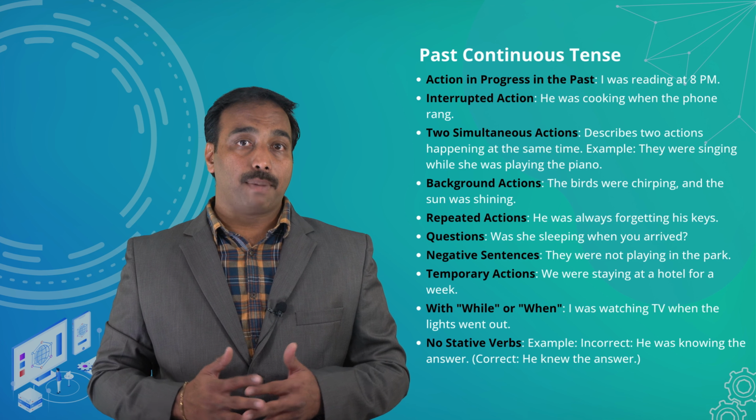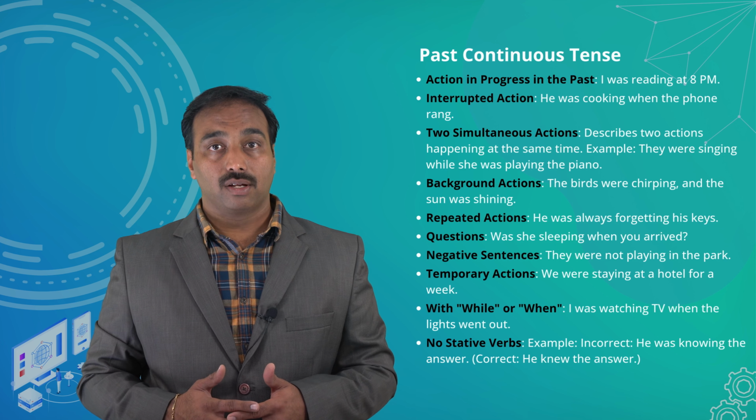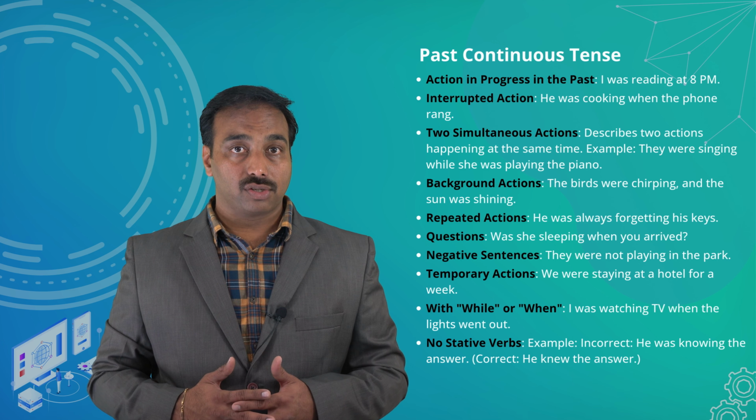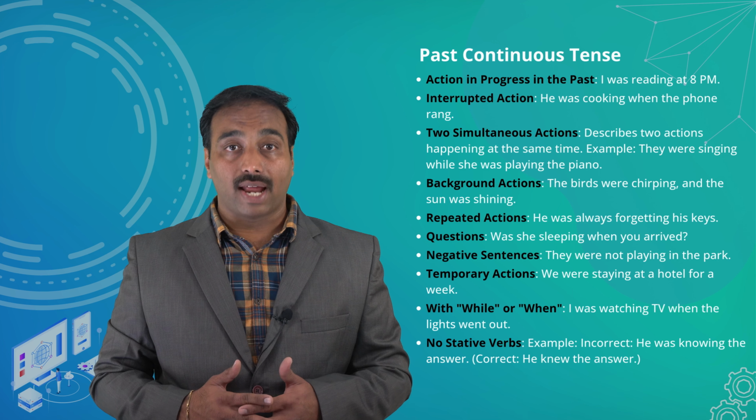Action in progress in the past. This describes actions that were happening at a specific moment in the past. For example, I was reading at 8 p.m. Interrupted actions. It is used with the past simple to describe an action that was interrupted. For example, he was cooking when the phone rang.